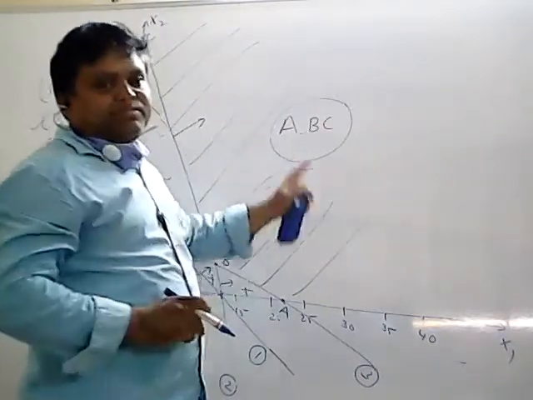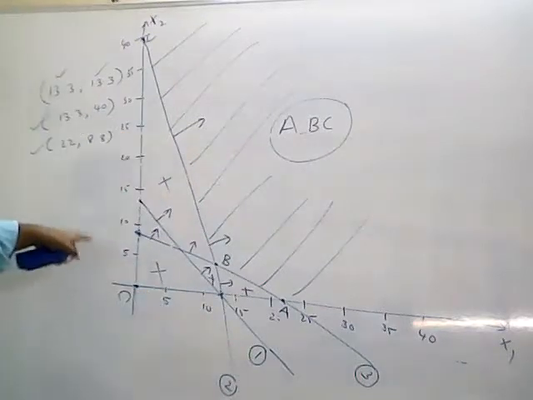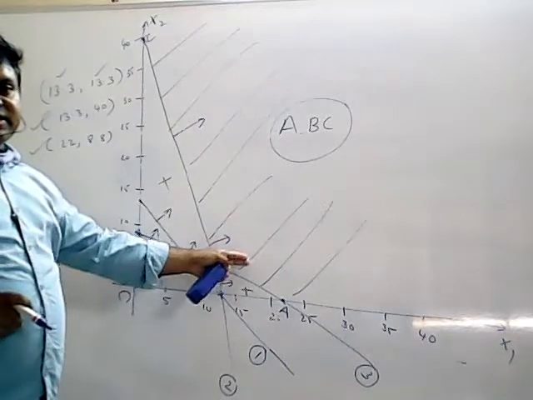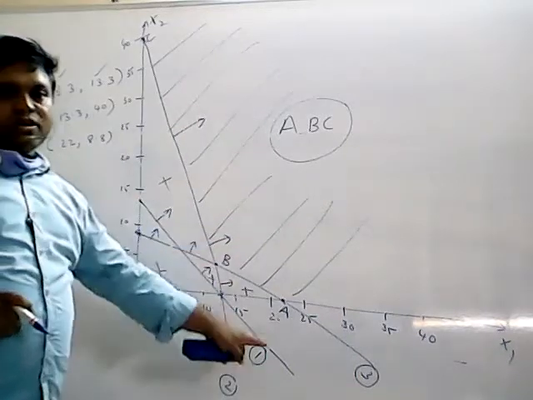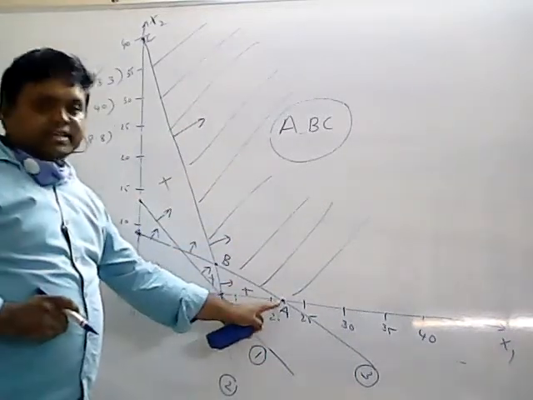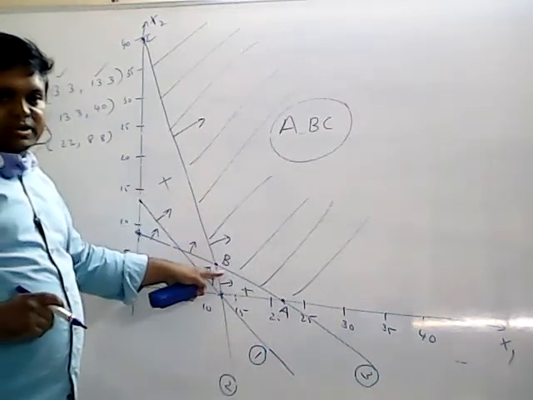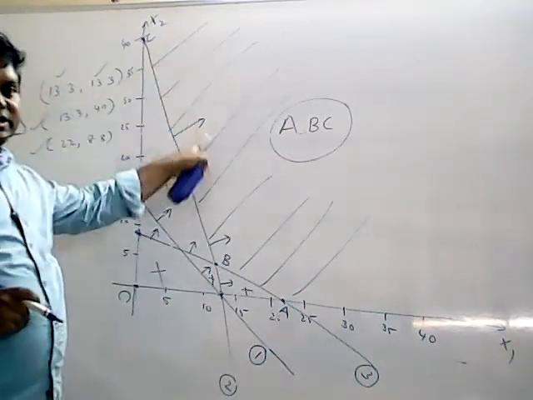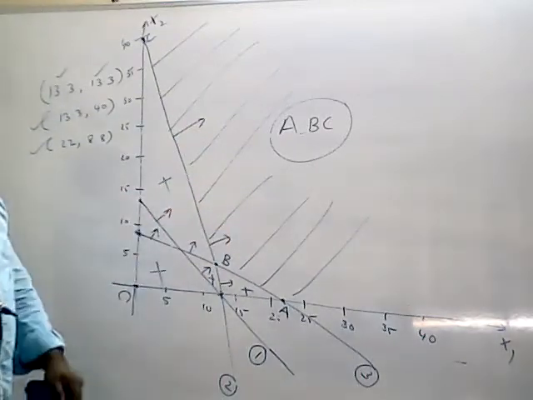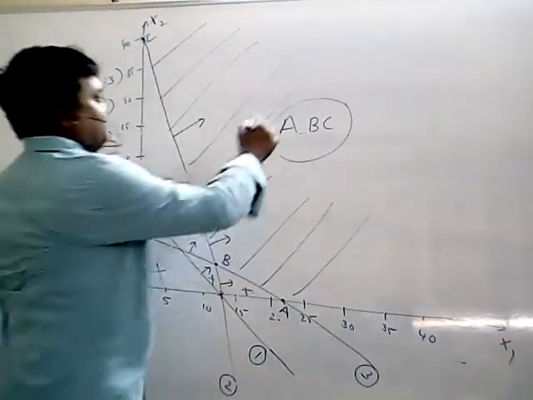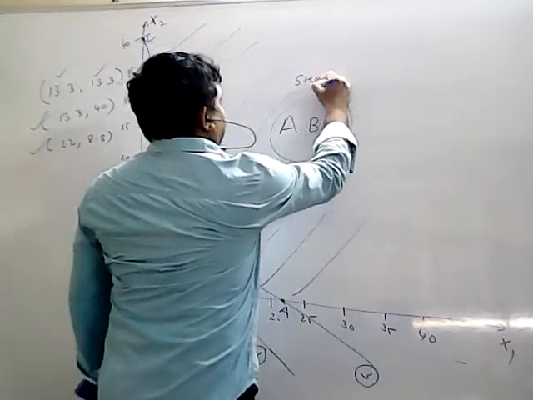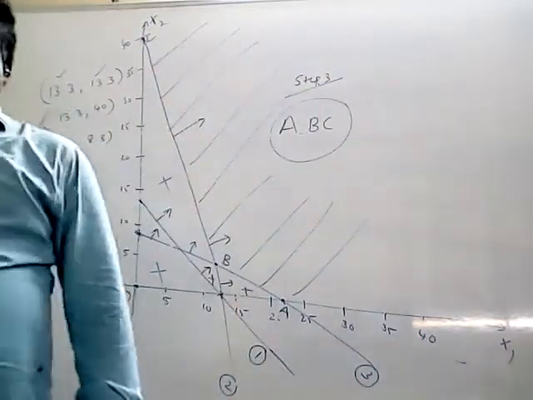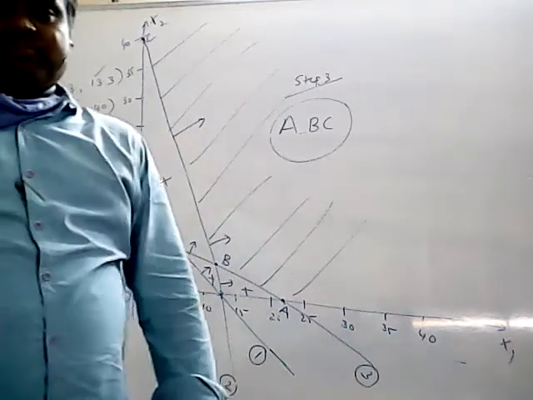Step number 3. I think you have drawn the graph like this. You can identify the common region. These outer ranges are called the common region. This is A and this is B. This common part is called B and this part is C. This upper part is the feasible region. Okay, so step number 3, write down all of it: A, B, C is the feasible region.